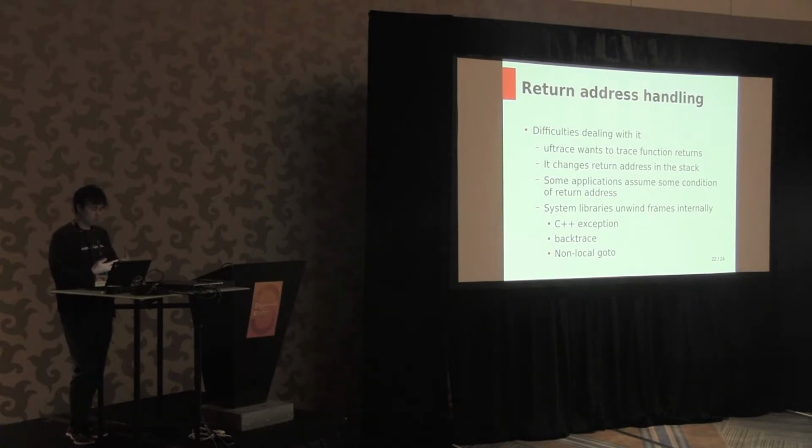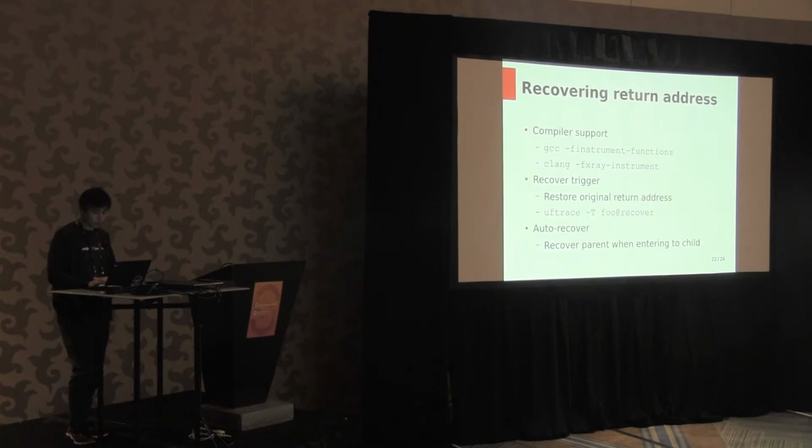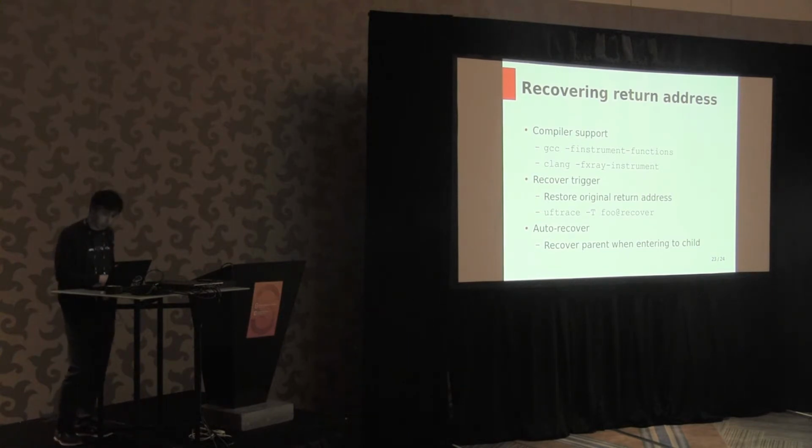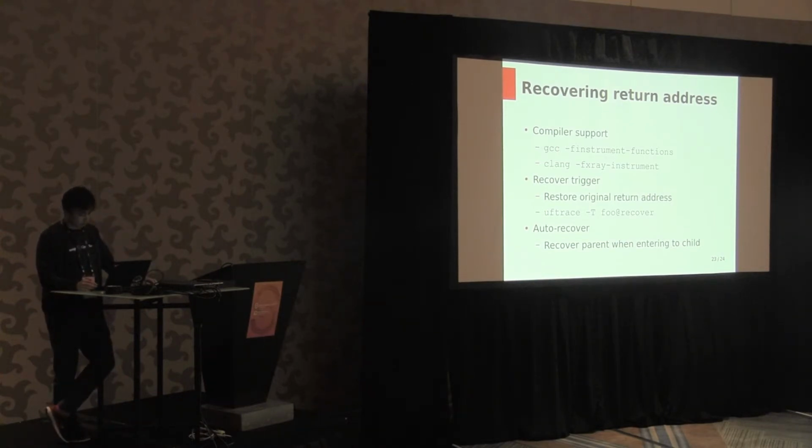uftrace needs to restore the original return address before that situation happens. So there needs to be a way to deal with it. As I said, the compiler also provides options to add instrumentation for both entry and exit of functions. GCC has -finstrument-functions, and Clang has XRay instrument options, so they can add instrumentation at both the beginning and end of the function.